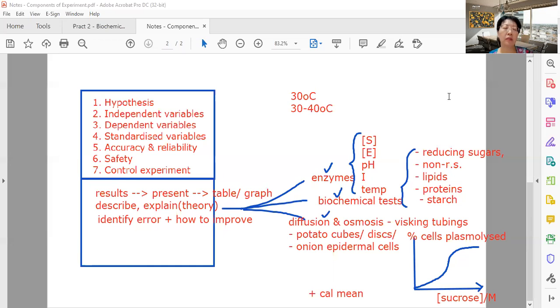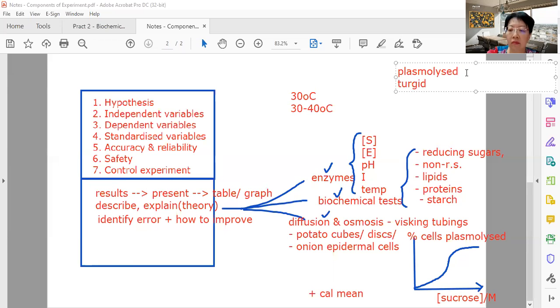Give me all the 3 possible outcomes when a plant cell is immersed in sucrose solution of different concentration. Plasmolysis, okay, so it can be plasmolysed. Some more: turgid. Some more: nothing, normal. So incipient plasmolysis, which is equal to normal.